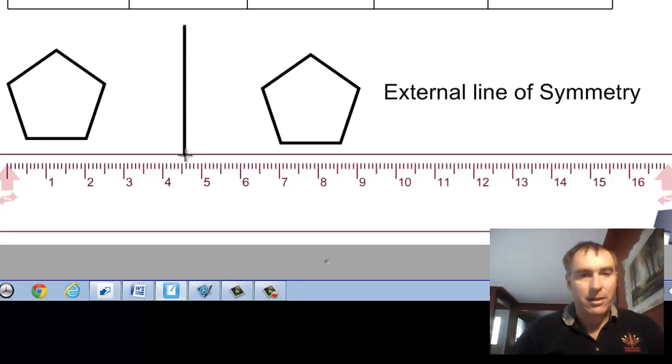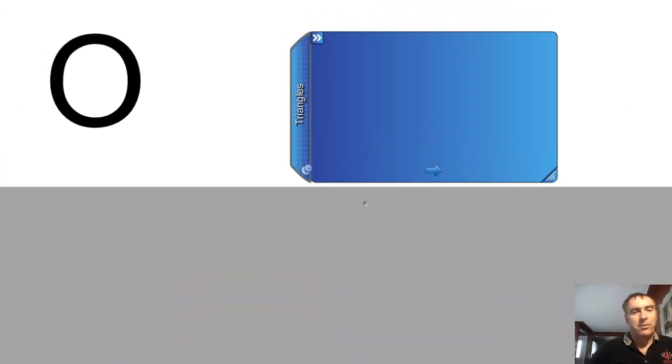measure it out and draw it down, and there we go. The one half, it's equal distance from one side as it is from the other. This is an external line of symmetry. There's another type of symmetry that shows up when we deal with the letter O.